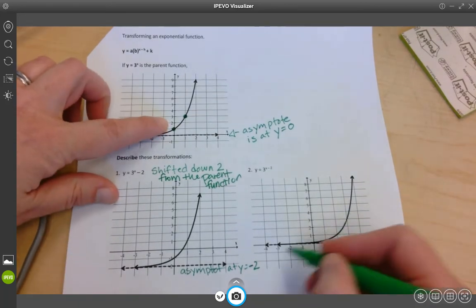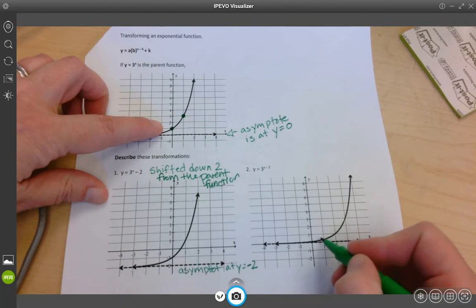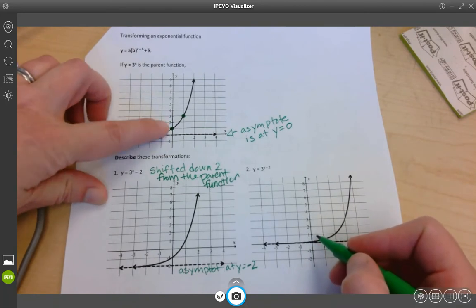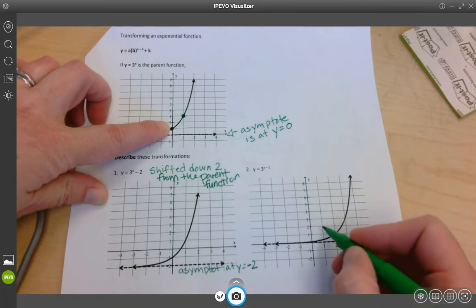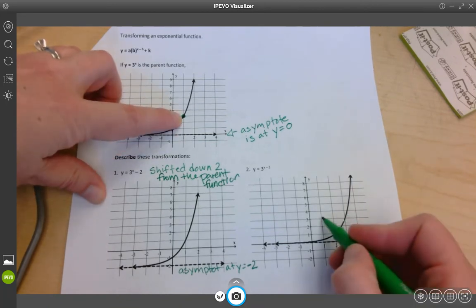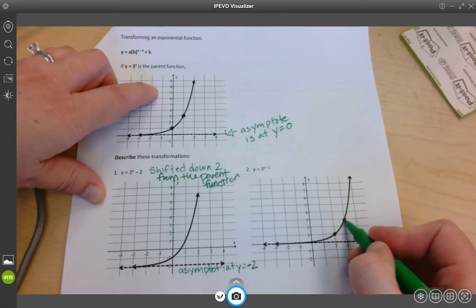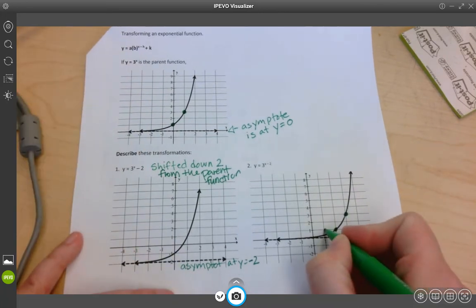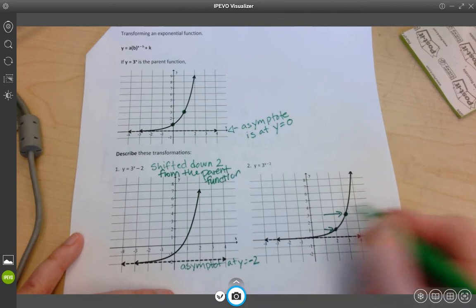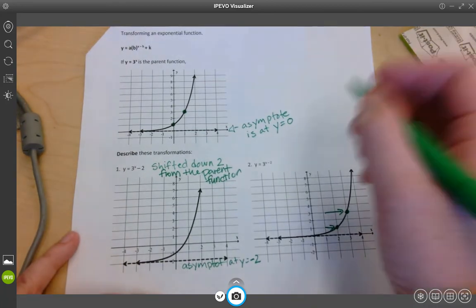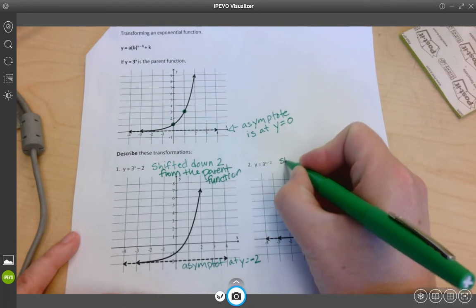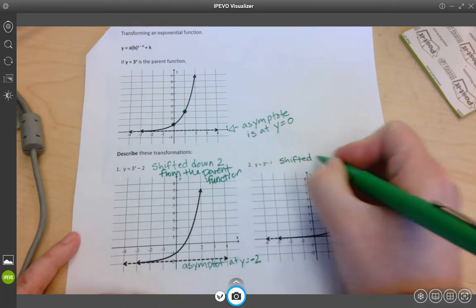So number 2 has the same asymptote, but it does look like this point that was at 0, 1 has shifted to 2, 1. And then this point that was at 1, 3, it shifted to 3, 3. You see that? So the points, they shifted over to the right. I'm telling you, it's so much harder to see these in an exponential function than it is in a quadratic equation. So these did shift. So we're going to say that they shifted which direction? Right, good.